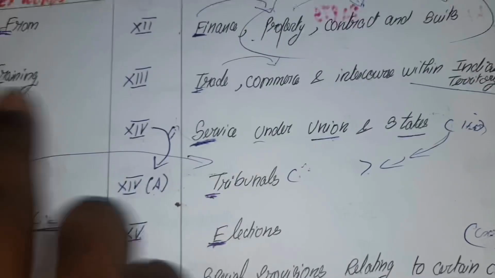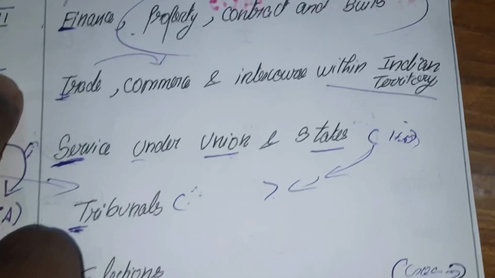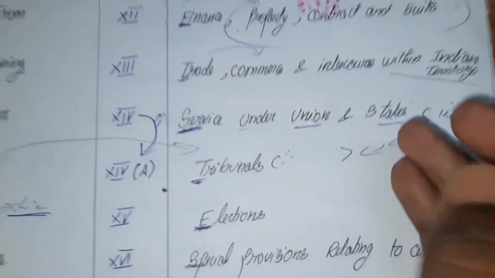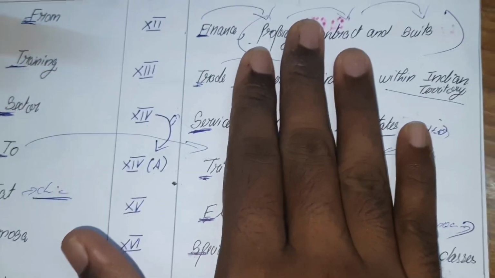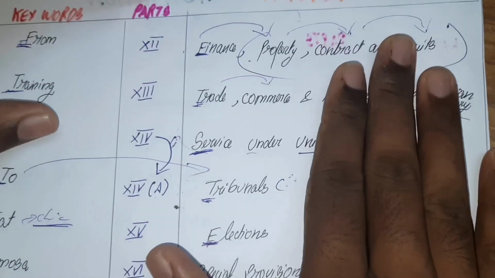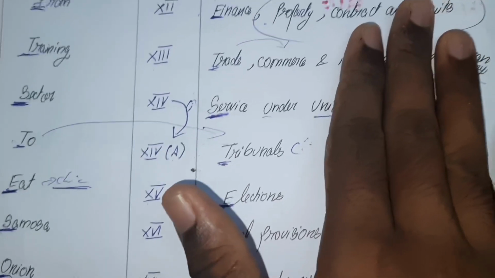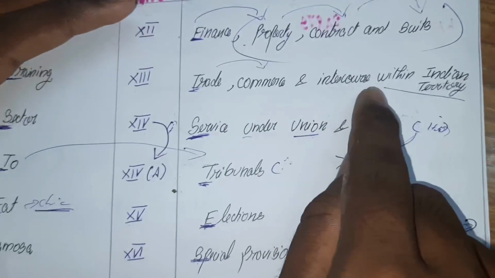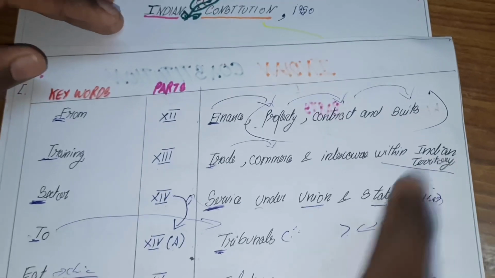The first letter T denotes trade, commerce and intercourse within the Indian territory, which is the 13th part. There is another story to remember this: if trade comes, there is commerce also. And the Indian Constitution only deals with the things which happen inside India. So intercourse within the Indian territory means the trade which is done within the Indian territory.